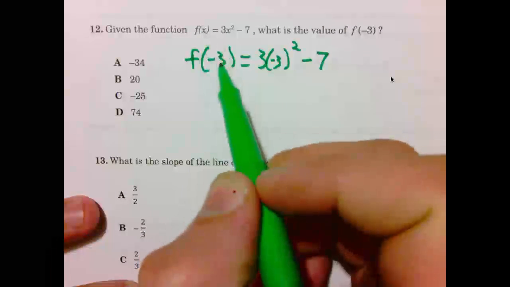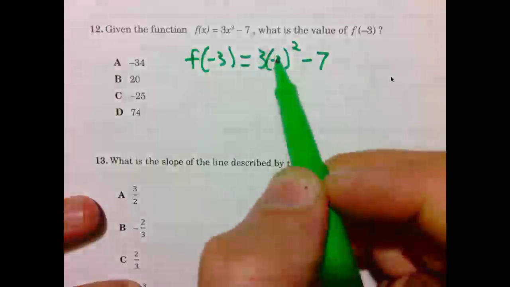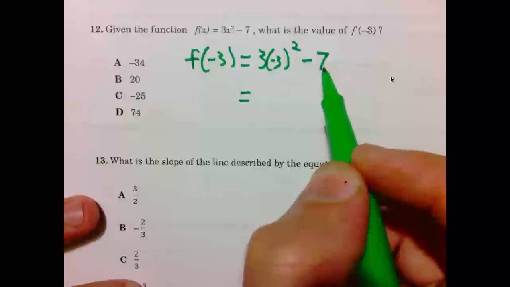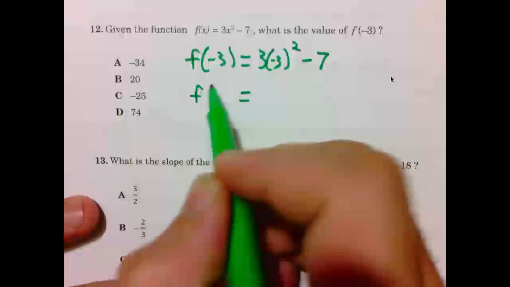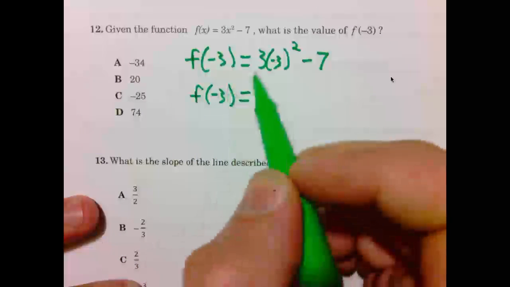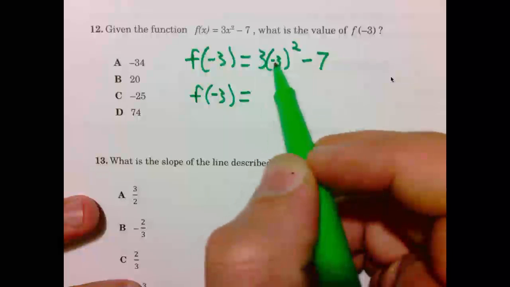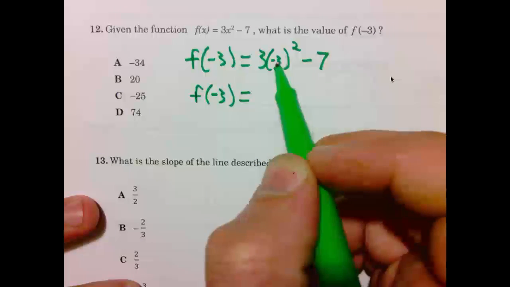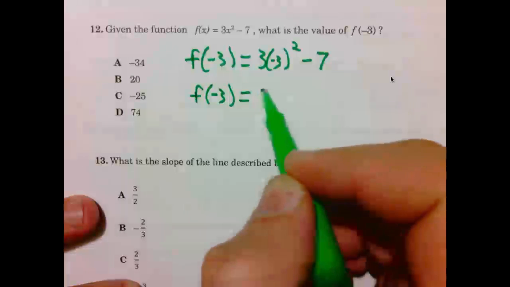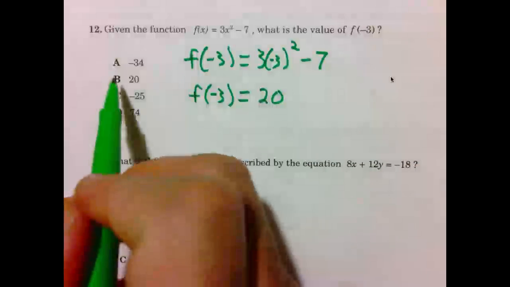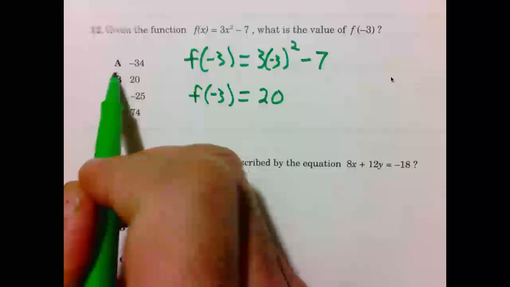X becomes negative 3. X becomes negative 3. Now we can use the calculator to evaluate this side. F of negative 3 equals negative 3 quantity squared, which is 9. 3 times 9 is 27. 27 minus 7 is 20. F of negative 3 is 20. The correct answer to 12 is B.